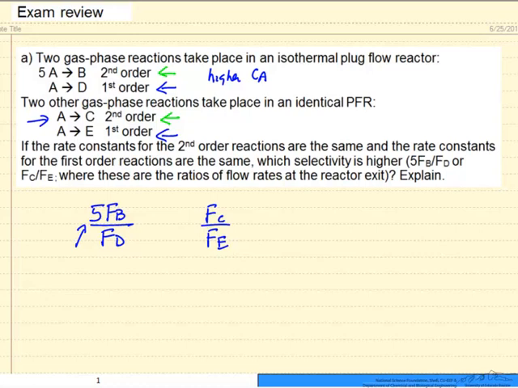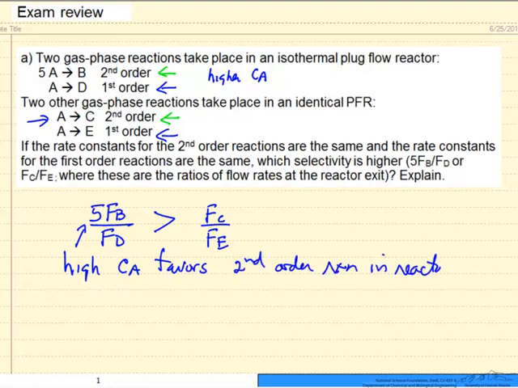And the second order reaction is favored by a higher concentration, so we expect this selectivity to be greater than the selectivity for the second reaction. So the reasoning is that the high C_A favors the second order reaction in reactor 1.